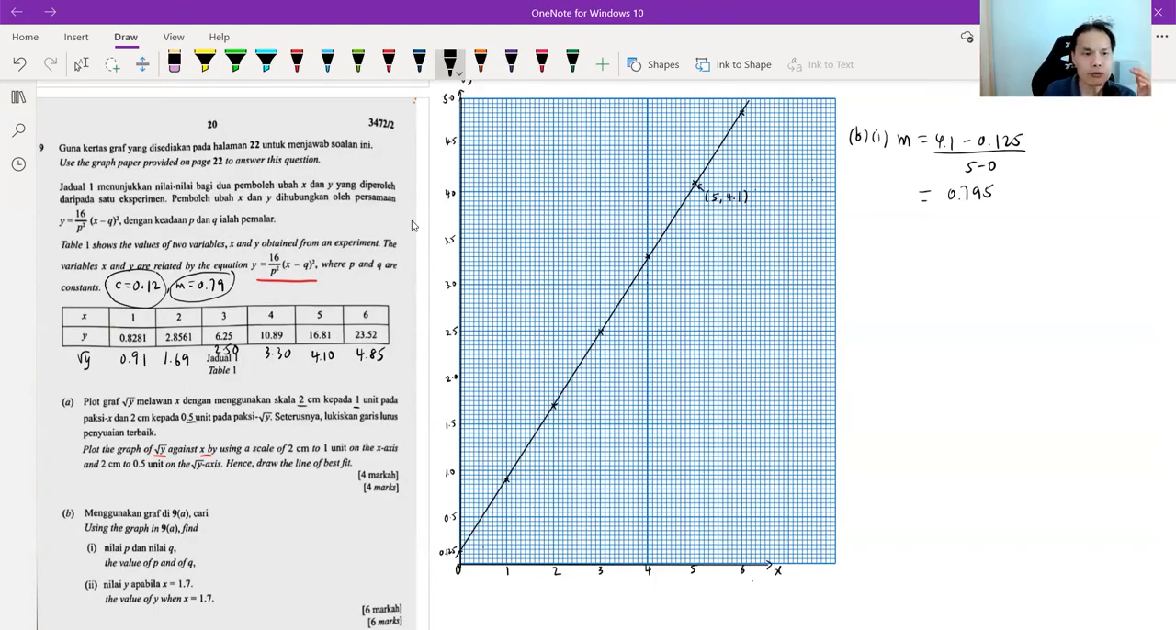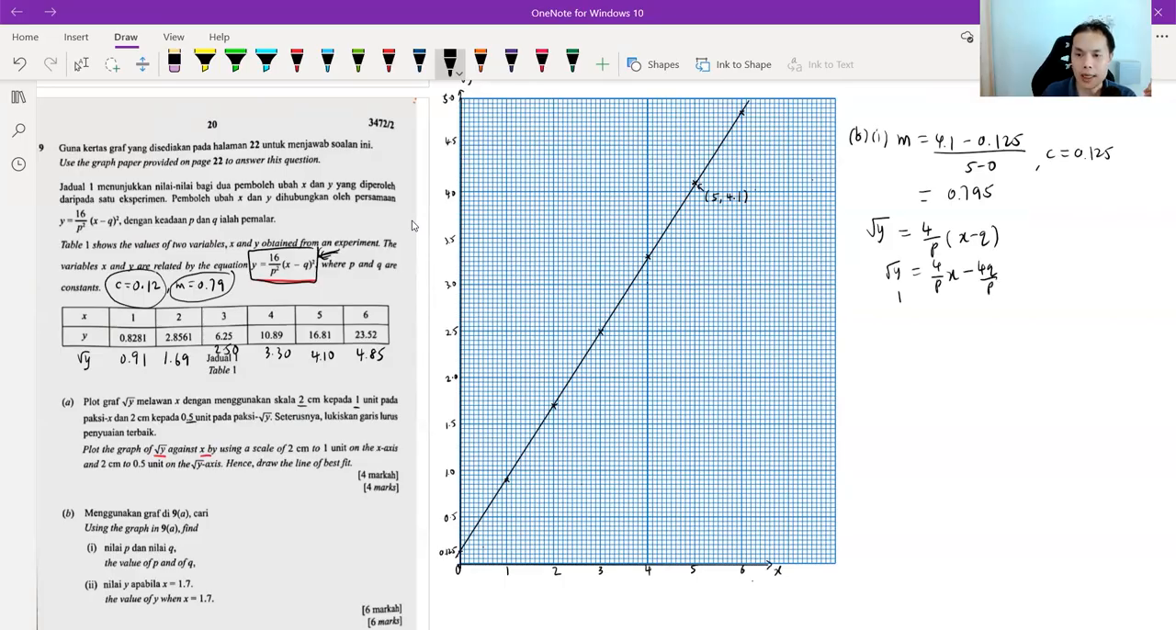Now the value P and Q you can find from this original equation, and we convert to linear form. Let me just write down my y-intercept 0.125. Starting from this equation, I'm going to square root both sides. Square root my y, square root 16, I get 4. Square root p square, I get p. Square root x minus q square, I'm left with x minus q. The square here disappears. Next multiply inside: 4 over p x minus 4q over p.